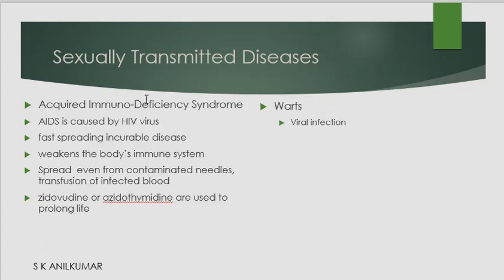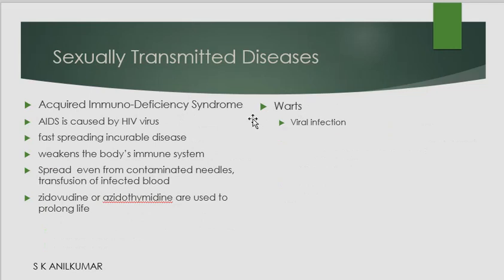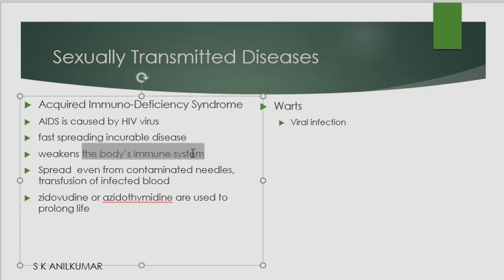Antibiotics will kill bacteria. Another important disease is acquired immunodeficiency syndrome, AIDS. It is caused by the HIV virus. Those two, syphilis and gonorrhea, are caused by bacteria. This is caused by virus, warts and AIDS. It is a fast spreading incurable disease not only in humans but also in certain apes and other animals. It weakens the immune system. That is a major problem. It weakens the body's immune system.